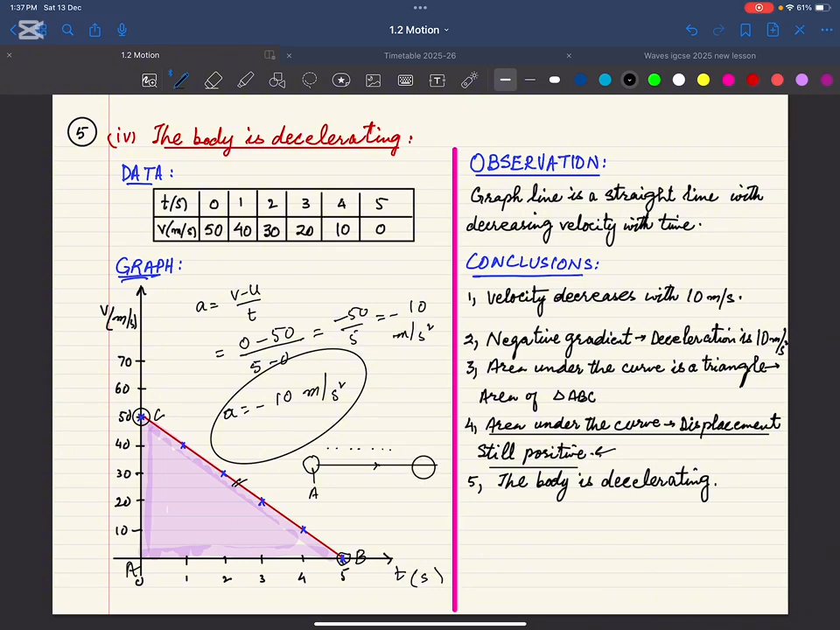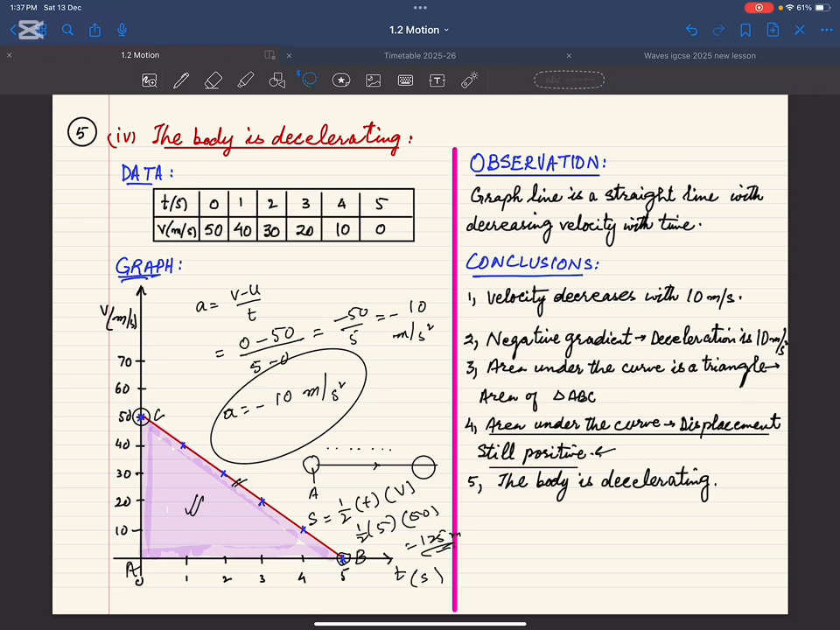So this is very, very important, that the displacement is still in the positive direction, and when you calculate the area again, you will get the same result as before, that is, half TV. What is half T? 5, and what is V, which is nothing but 50. So the result will be again 125 meters, which is positive. So remember this point, that the displacement is again coming as positive displacement.